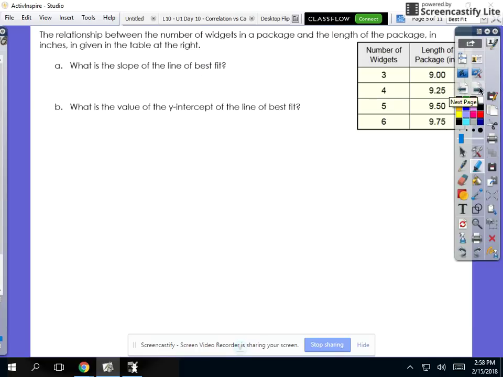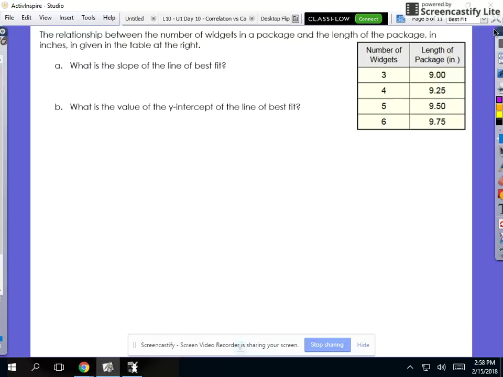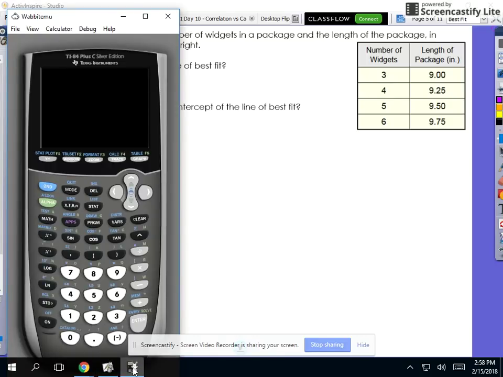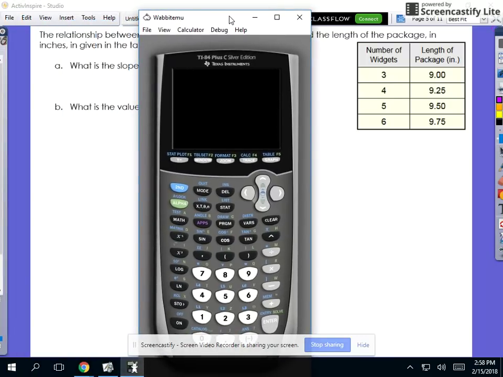First thing first is this example right here. You guys have been practicing doing this. We have some data off to the right hand side here. So let's bust our calculator out and plug that data in. So I'll do that while you're doing it as well.